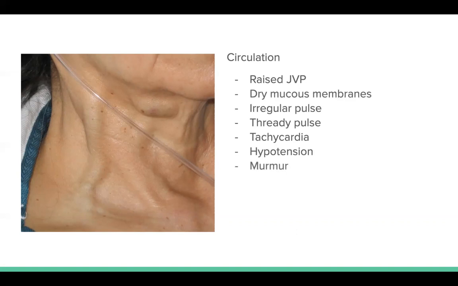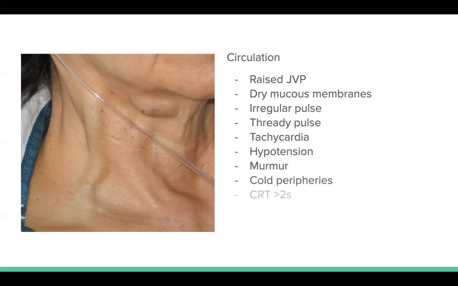Does the patient have a murmur? Is this a new murmur or is this a known murmur? If it's new, it could be infective endocarditis that's caused them to become septic. If it's an old murmur, perhaps their aortic stenosis or mitral regurg has gotten worse and has decompensated.